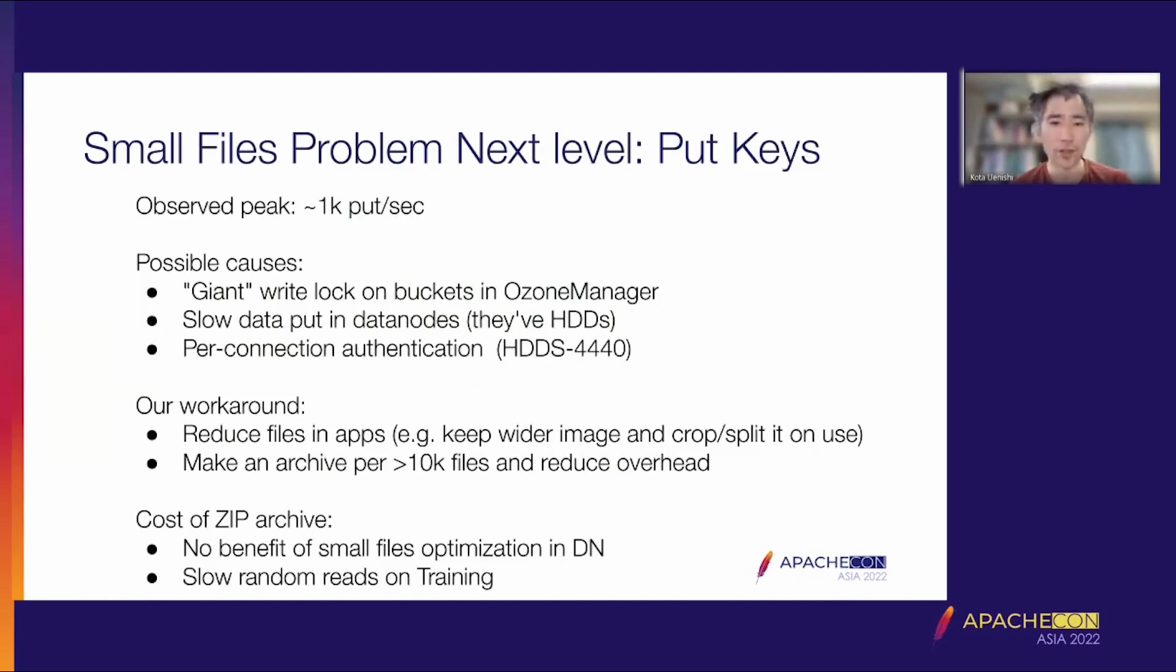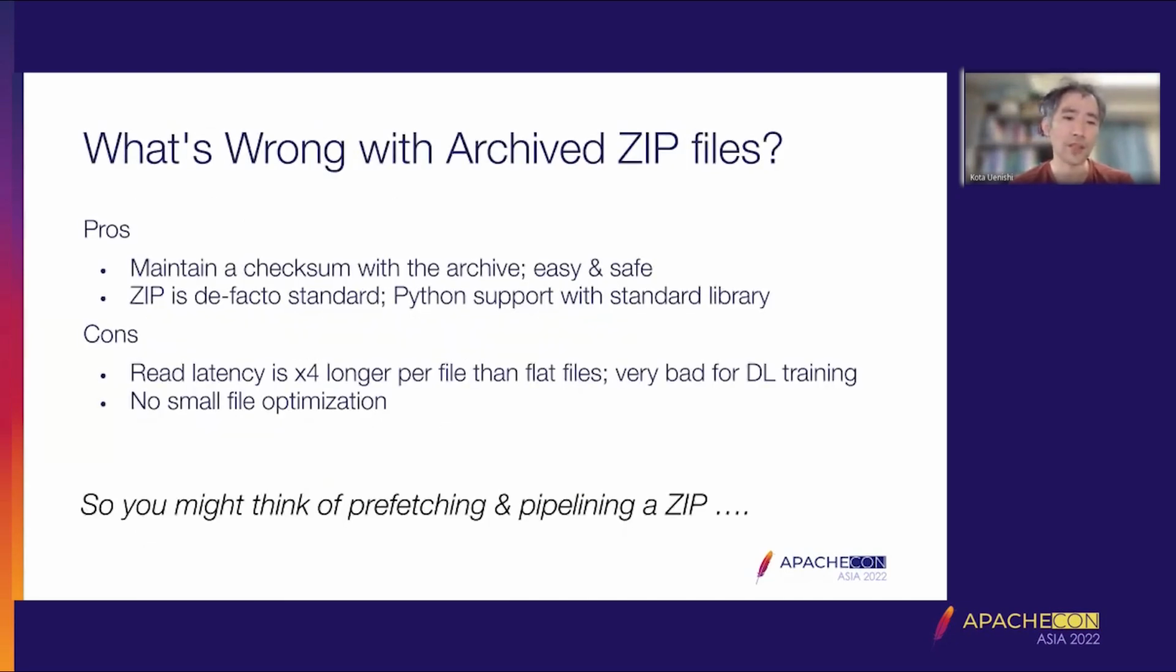And I will also address later that when we have a zip archive, directly reading images from the zip file is a bit slower than in a flat format. So what's wrong with archived zip files? Before the cons, I have to mention the pros: it's really easy to maintain the dataset. The validity of the dataset is very important, so maintaining a checksum for a zip file is much easier than maintaining checksums for each image inside the archive.